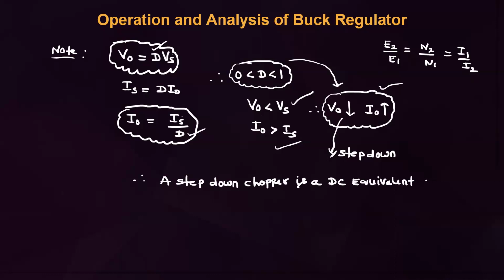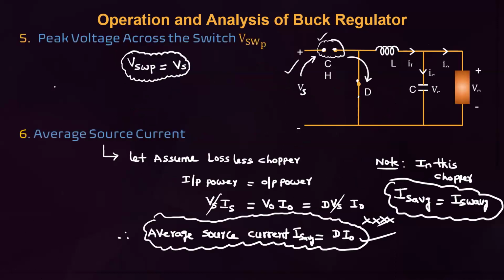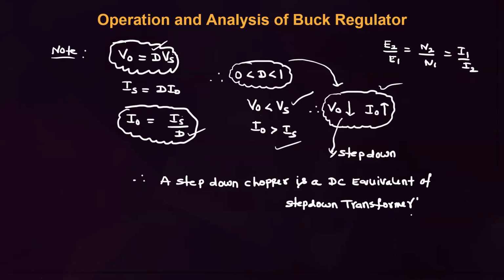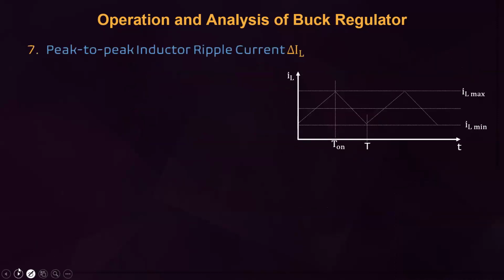DC equivalent of step down transformer. These are what you have to consider: what exactly is the peak voltage across the switch, and what is the average source current? Why is it the DC equivalent of a step down transformer? Because the voltage is reduced and the current increases.